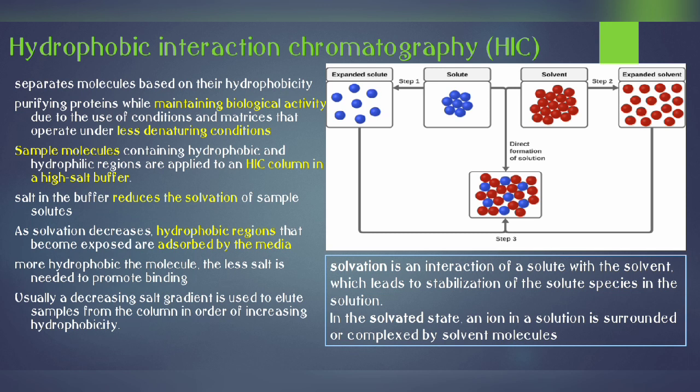So how they do it is by reducing the solvation, that is the binding of solute and solvent. This diagram represents the binding of solute and solvent. By making a high salt buffer the solvation is reduced, so the hydrophobic region becomes exposed and is absorbed by the media. So the more hydrophobic the molecule, the less salt is needed to promote binding. Usually a decreasing salt gradient is used to elute sample from the column in order of increasing hydrophobicity.